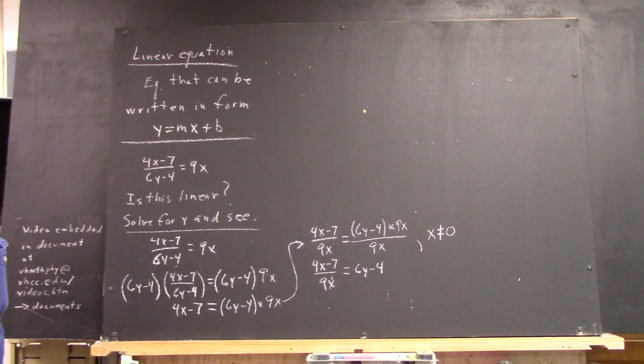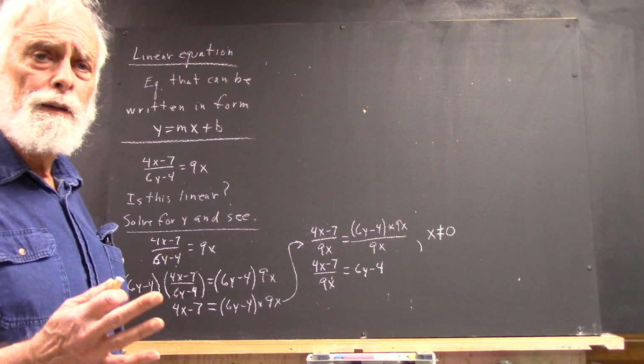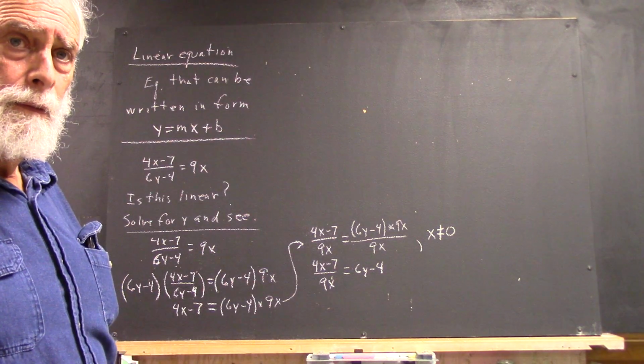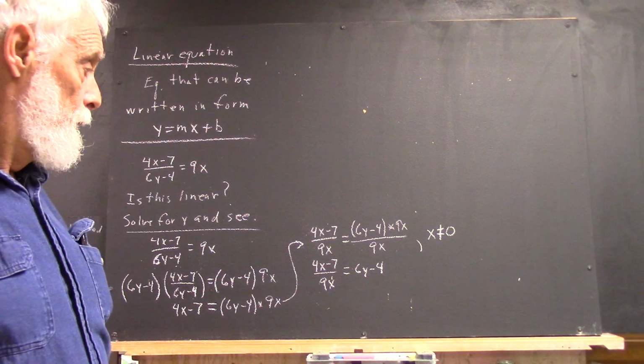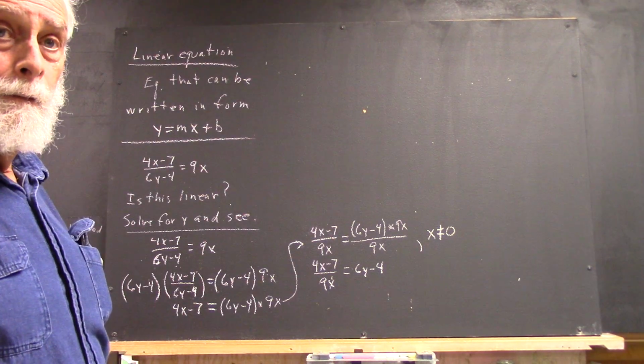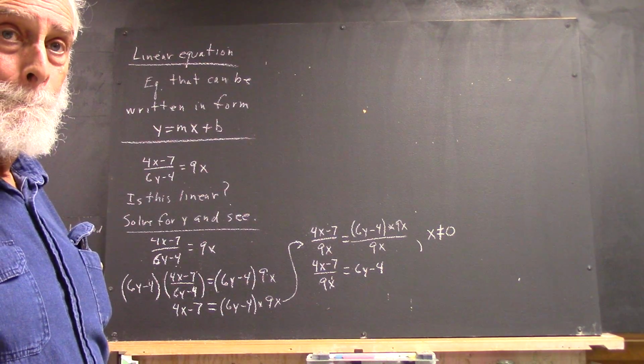Because basically the 9x over 9x is 1. And this one's... Say that again. I didn't get. Like how you usually do, like 6y minus 4 over top of 1 times 9x over top of 9x.